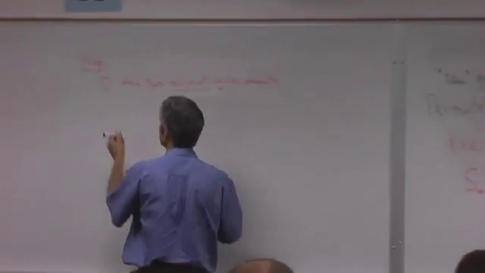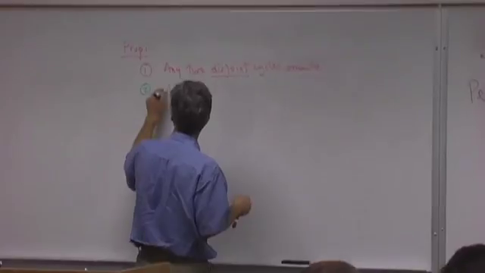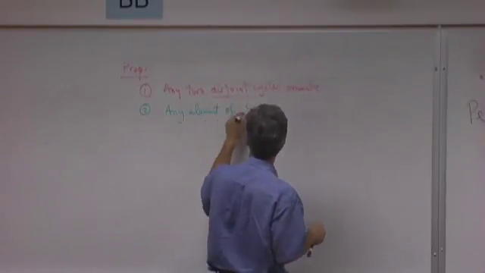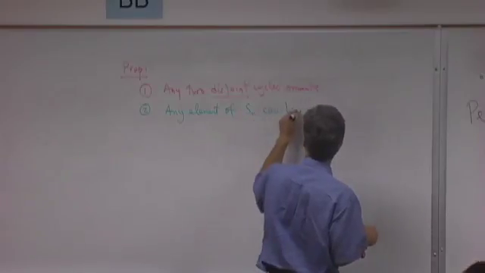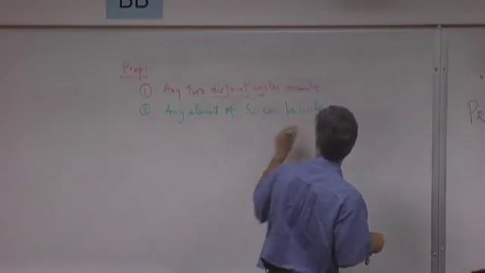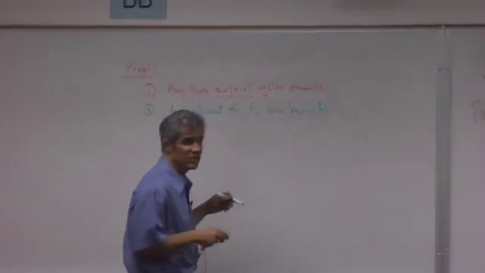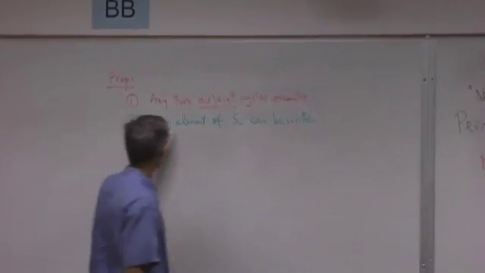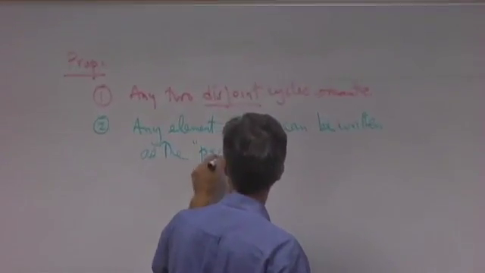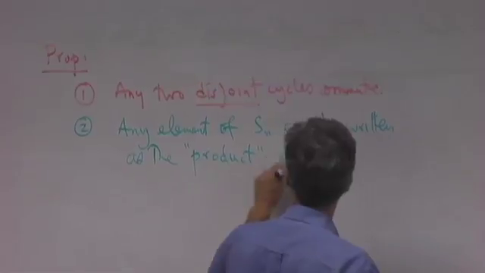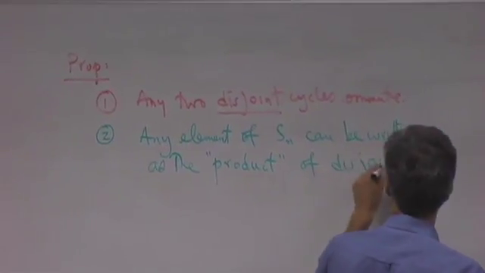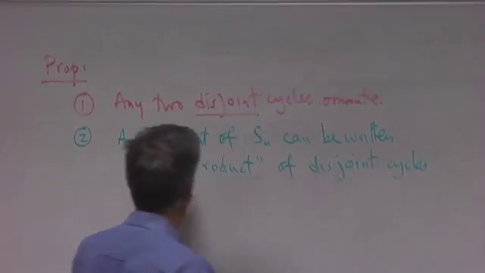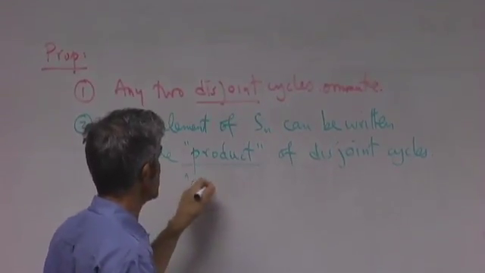And second proposition is that any element of Sn, in other words, any permutation, can be written as, and I'm going to hand you this notation. You might think it's sloppy to begin with, but it's totally standard, as the product of disjoint cycles. You might say, where the heck are you multiplying? Well, when I use the word product, in this context it means composition.